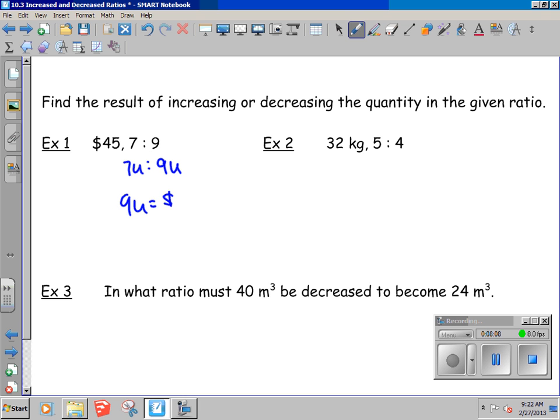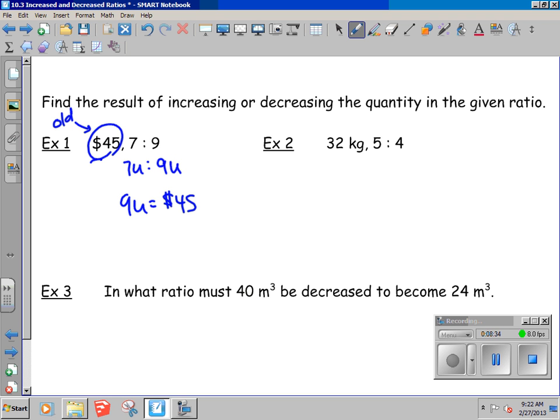Well, how do you know it's original? Because they're asking us to increase or decrease it, so it has to be the original one. It has to be. And then we're going to get the result. We're going to either increase it or decrease it. So this has to be the original amount or the old amount. We need to find the new one as a result of decreasing it in this ratio.